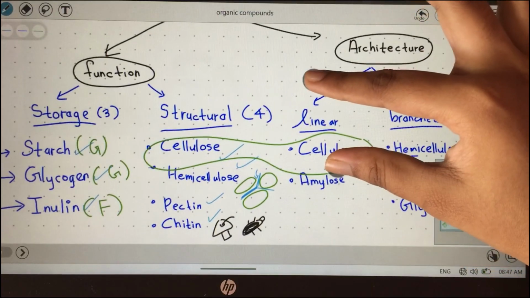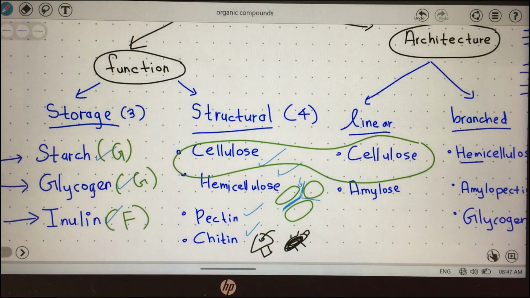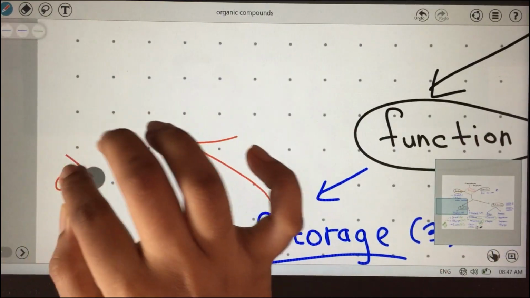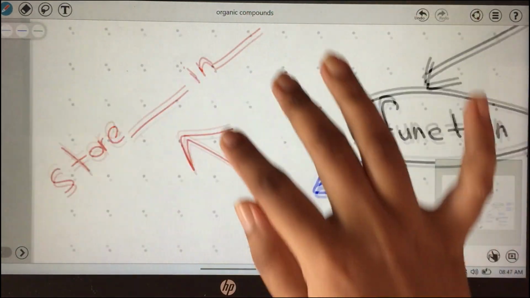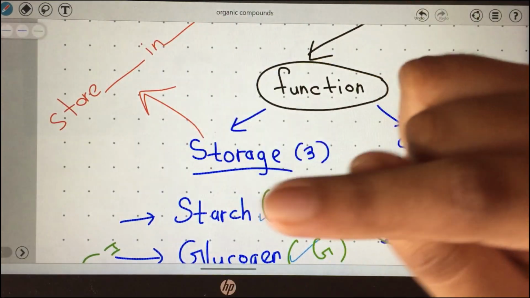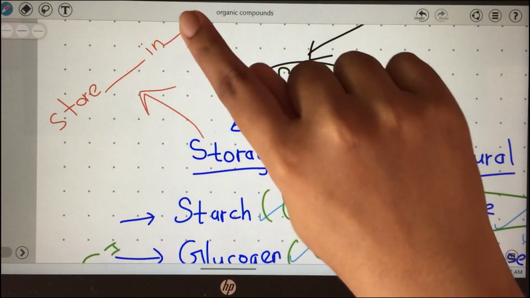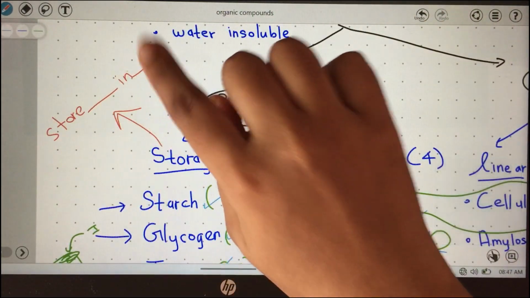So remember, there are key terms to mention when you're speaking about the structure. Firstly, we are speaking about the storage. You have to say stores. This is a format of the sentence you have to write. Stores, what does it store? Stores dash in dash. Now, for example, if I take starch, stores glucose in plants and chlorophyte. Glycogen stores glucose in animal and fungi. Inulin stores fructose in tubers of dahlia.